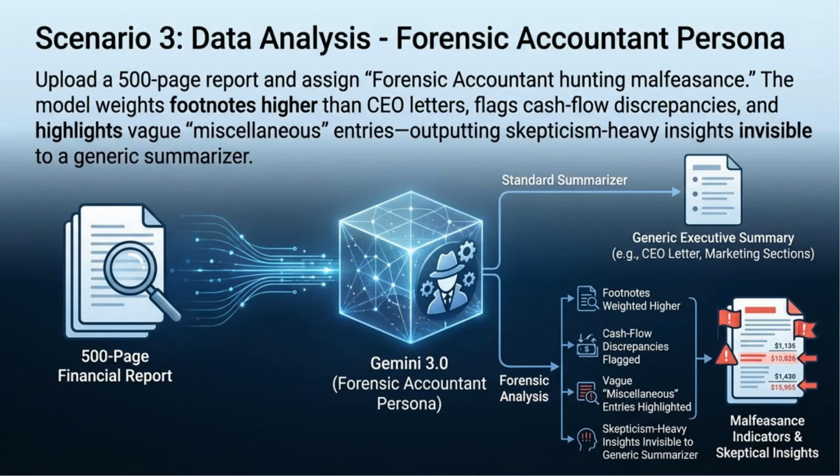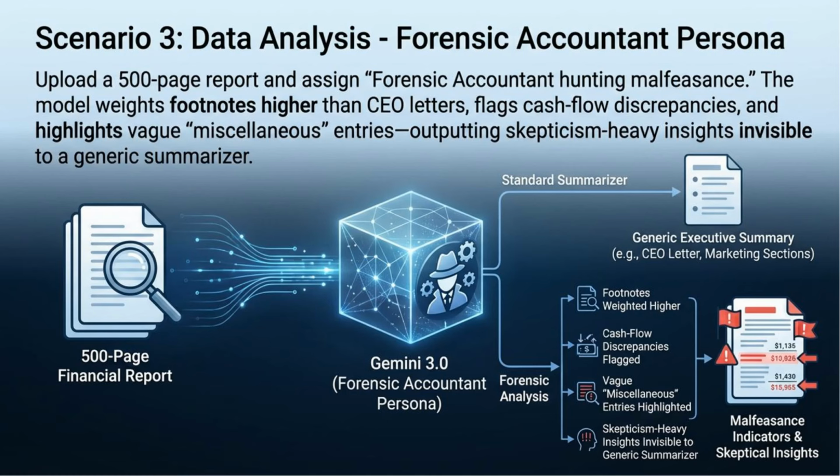The optimized prompt. Role. You are a forensic accountant searching for corporate malfeasance. Task. Analyze the attached financial statements. Constraint. Ignore the CEO's letter and the marketing sections. Focus exclusively on the footnotes and the cash flow statement. Look for discrepancies between reported revenue and actual cash flow. Flag any vague language regarding miscellaneous expenses.